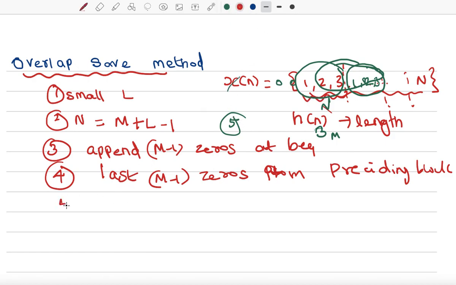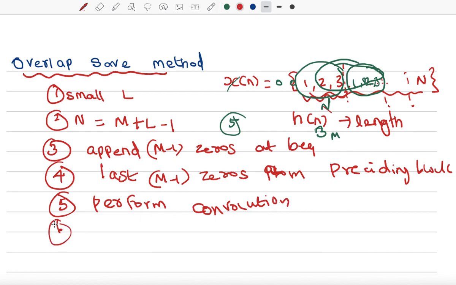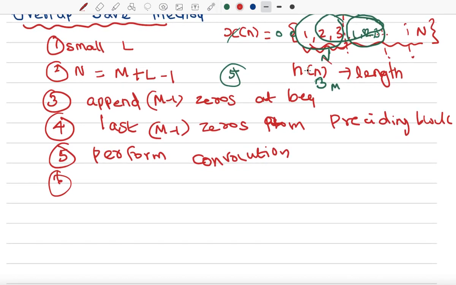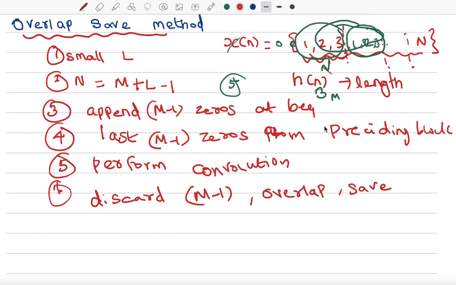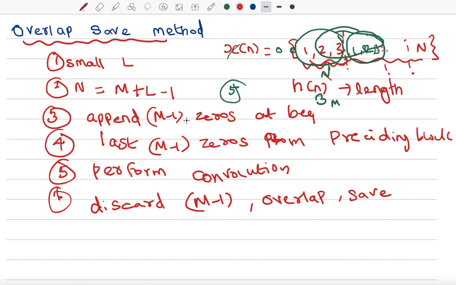The fifth step is that we perform the convolution. And in the last step, since we considered the previous M minus 1 terms, there will be overlapping. So we discard the first M minus 1 terms of each output block, and overlap and save the rest. This method is called the overlap save method. Overall, the overlap save method is used to find the DFT of long data sequences.